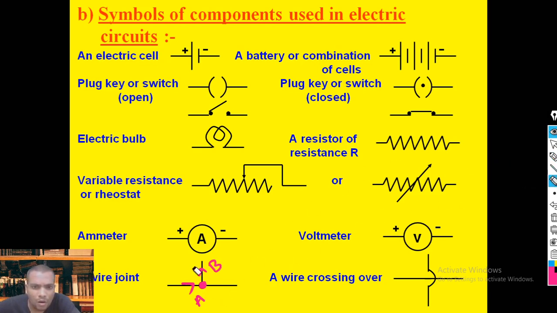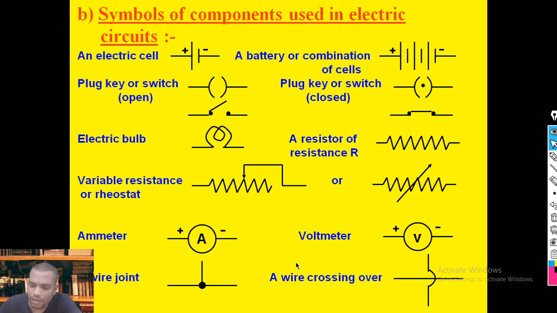But when wires are not joined, when wires just cross over, we represent it with one wire and another wire just jumping over it. That is the circuit symbol for wires crossing. So you need to learn all these symbols.